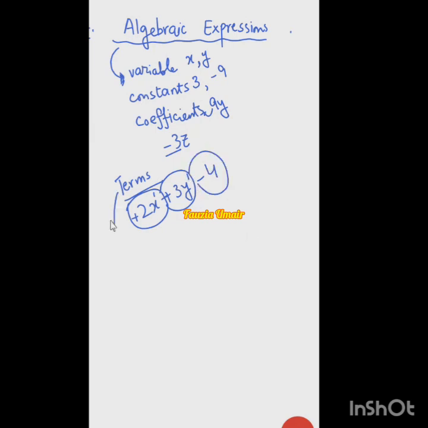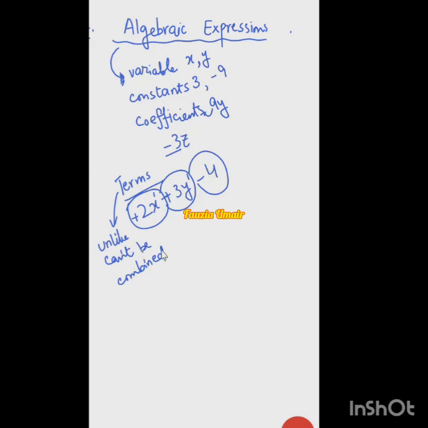Terms are basically unlike things which cannot be combined. If you want to add these, you cannot, because this is an x term, this is a y term, and this is a constant term. They are unlike terms. We cannot add them, right?